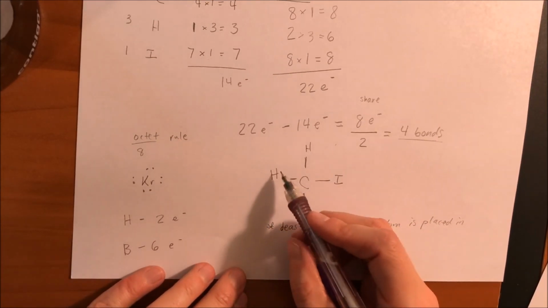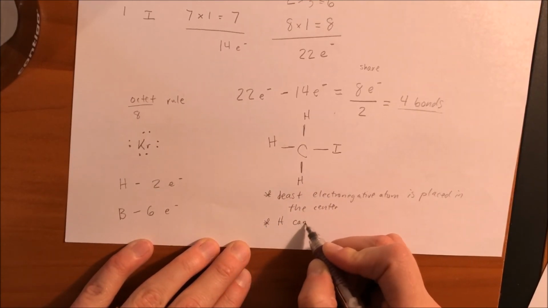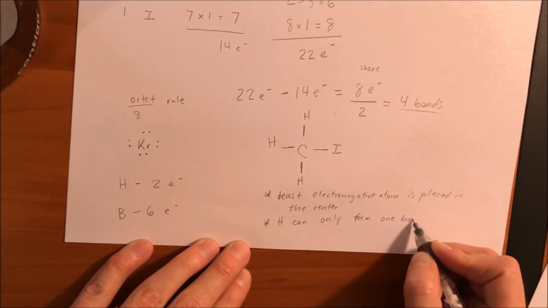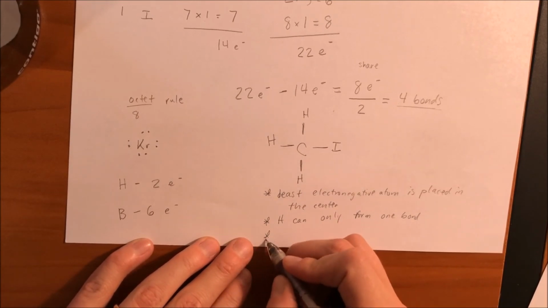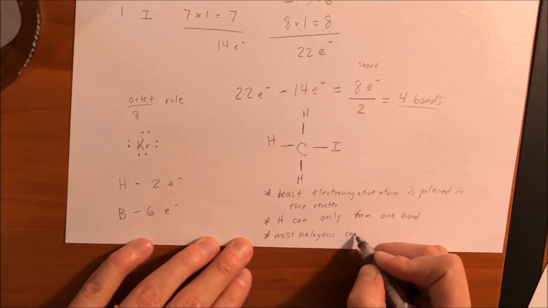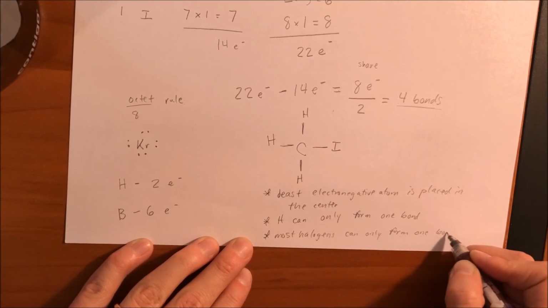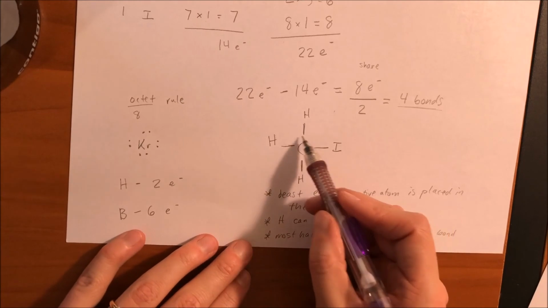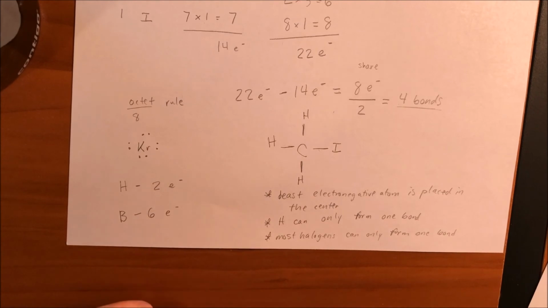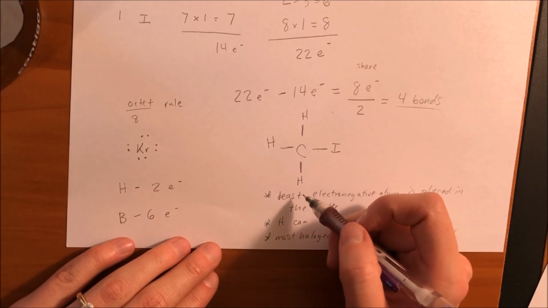Now, a couple of things that are important to note about hydrogen and the halogens. So hydrogen can only form 1 bond. And then likewise, most halogens, for our purposes, will only be able to form 1 bond as well. All right, so we've used up our 4 bonds, and we know that hydrogen and our halogens cannot form any other bonds. So now, let's go ahead and fill in the remainder of our electrons.